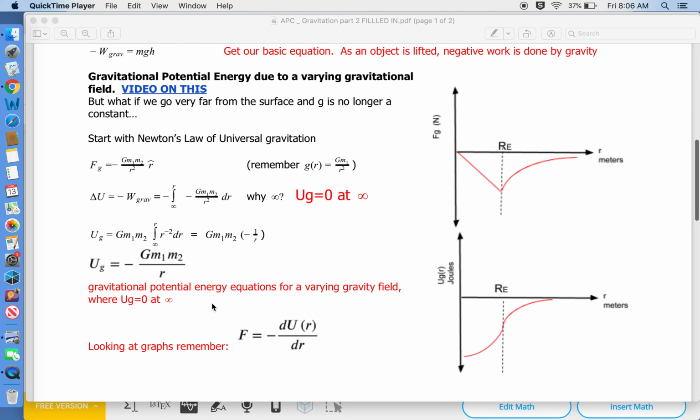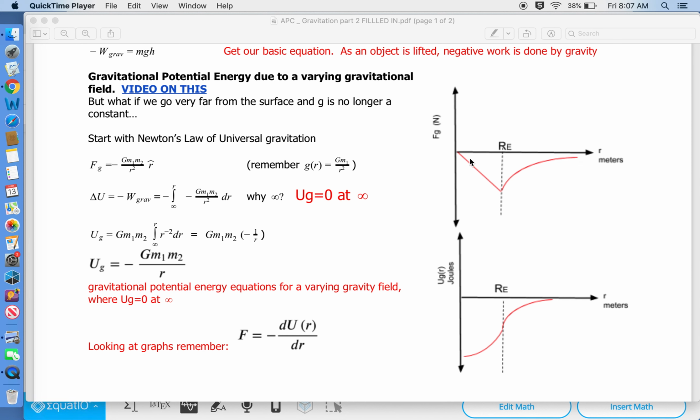And then, just a quick review from that definition of work done by a conservative force: if I take the negative derivative of that potential energy function with respect to the distance, then I get that force. And then we had the graphs that we talked about. This position right here represents the surface of the planet, so I have it as the radius of the Earth. Everything to the left here is inside the planet, and outside the planet is over here.